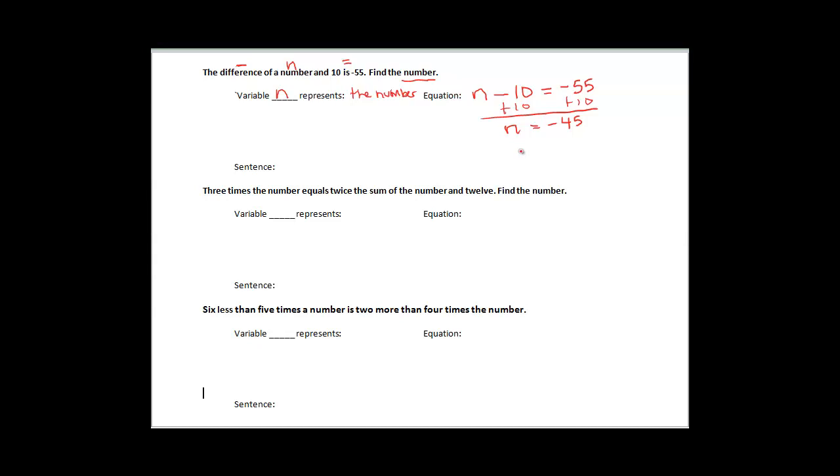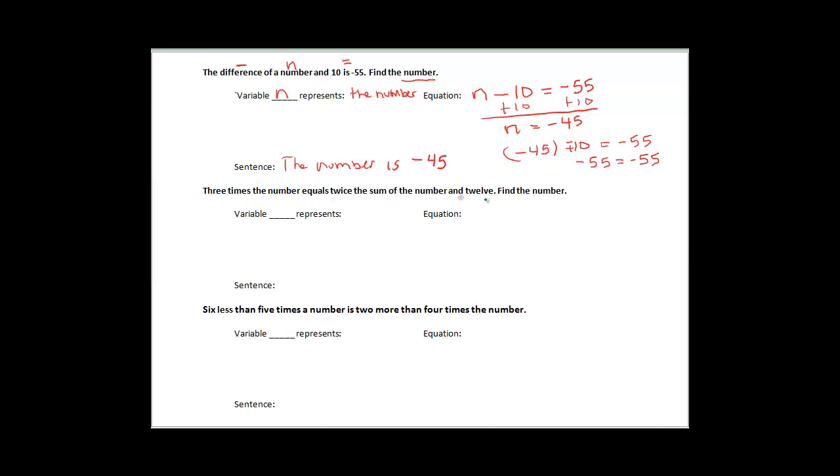And if we check that, just to make sure we found the right number, negative 45 would be our n, minus 10 is equal to negative 55. And we add the opposite here. We have negative 45 plus a negative 10, which is a negative 55, and it's still equal to our negative 55. So our number really is negative 45, and that's what we write as our sentence. The number is negative 45.